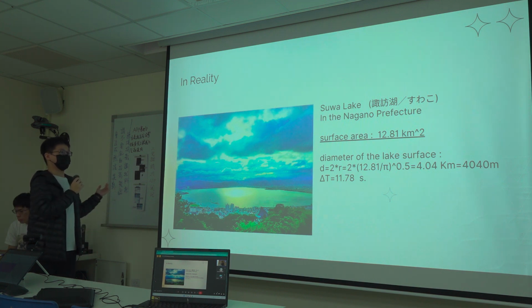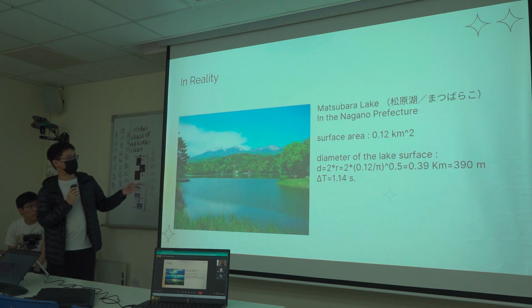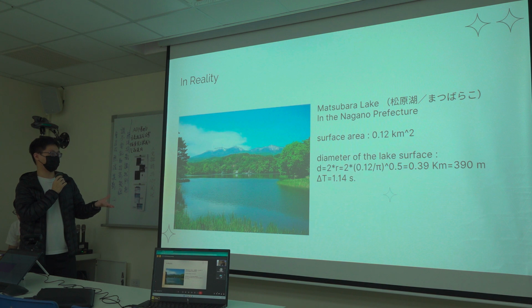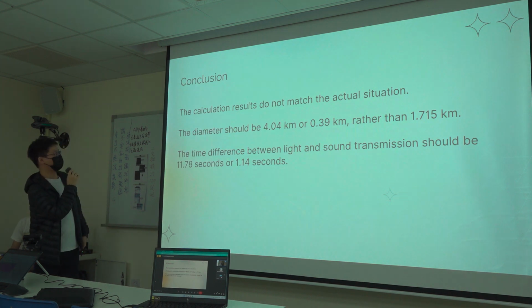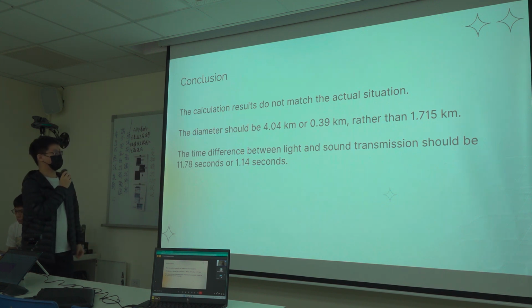And we use the same formula to calculate the time difference, which will be 11 seconds. And the other lake is Matsubara Lake, and it's a small one, which is 0.12 square kilometer, and also the number of the diameter and the time difference. So the calculation does not match the actual situation.